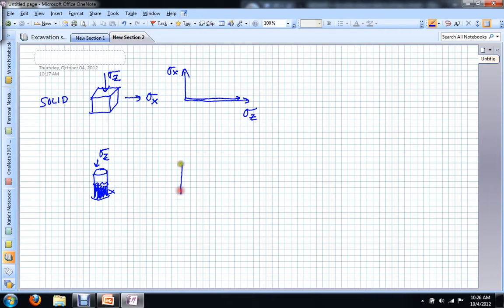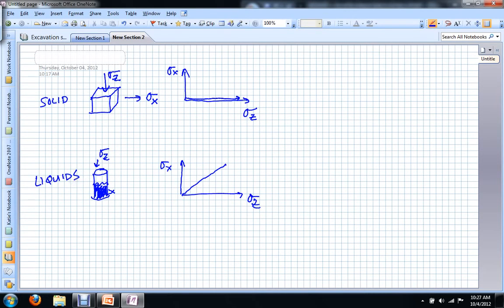And so if we graph this out, sigma x by sigma z again, where sigma z is just the atmospheric pressure, really all of that atmospheric pressure is translating into a horizontal component. So it's a 1-to-1 ratio. Okay? For water, this is for liquids.